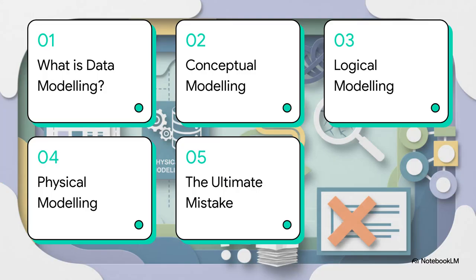Here is our agenda for the explainer. First, what is data modeling? Second, Phase 1, conceptual modeling. Third, Phase 2, logical modeling. Fourth, Phase 3, physical modeling. And fifth, the ultimate modeling mistake.